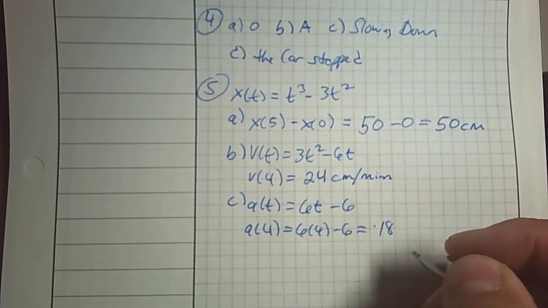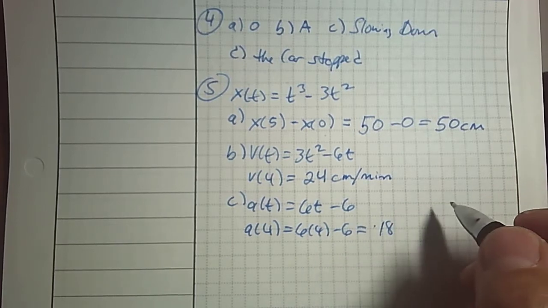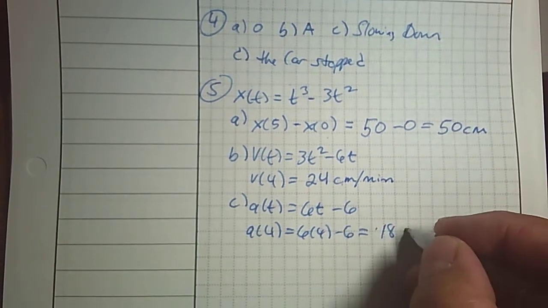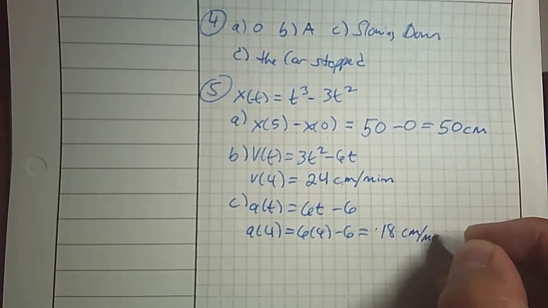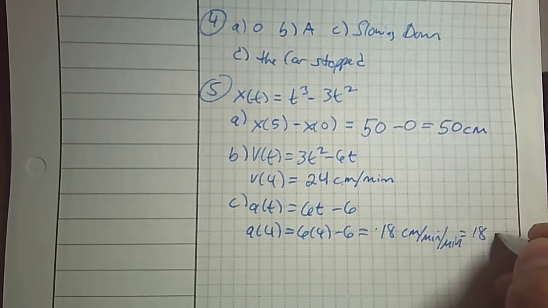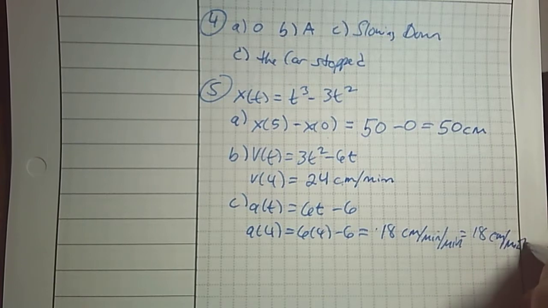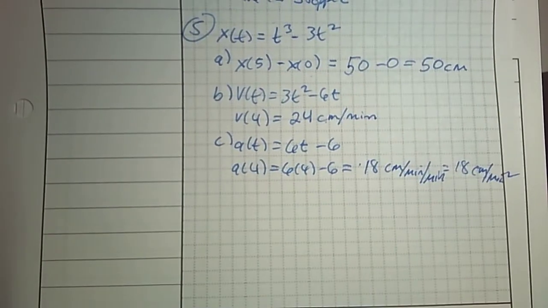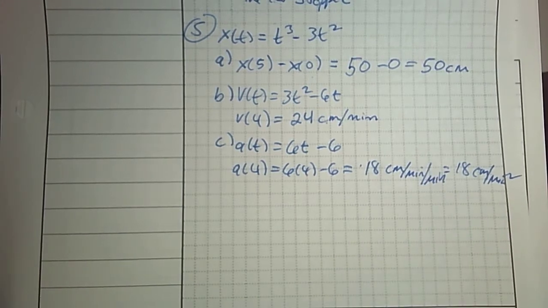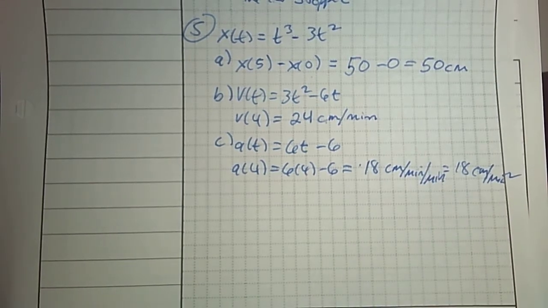Now, how do we write this properly? So velocity is centimeters per minute. Acceleration is centimeters per minute per minute. That's how you would write it. Or you would write it as centimeters per minute squared. Both are right. But that's how you write acceleration properly. We need to learn how to write position, velocity, and acceleration properly with the units. With practice, it'll be easier.